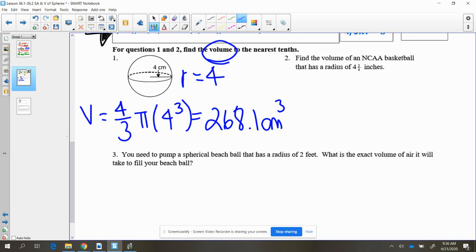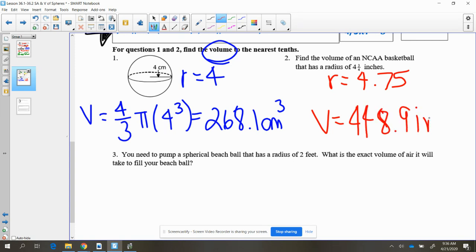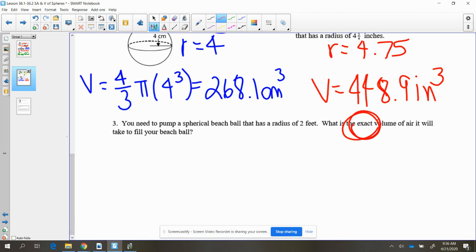Okay. In number 2, we've chatted about this before. The radius can be called 4.75, the same way that it could be called 4 and 3/4. So we called it 4 3/4. So we'll just call it 4.75. Calculate the volume on that one. You should have had about 448.9 inches cubed.